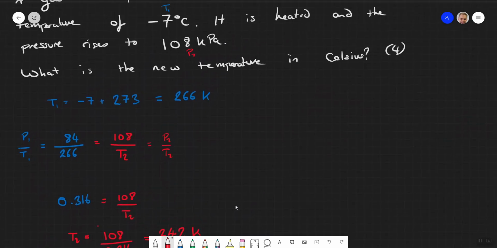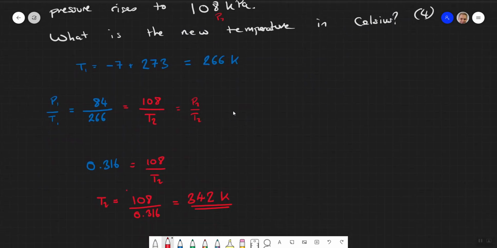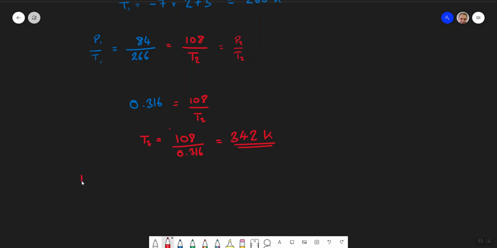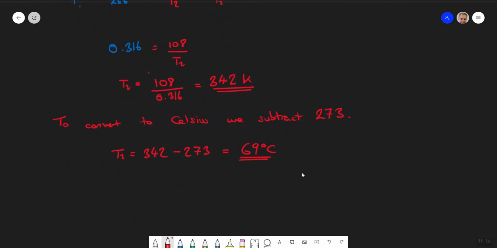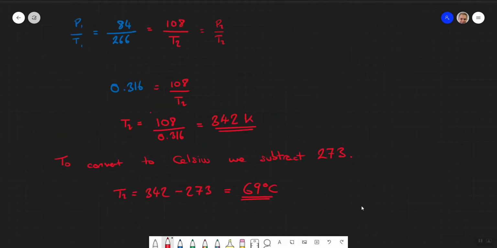So we've got a temperature. Have we answered the question? No, because it wants us to give it in Celsius. So to convert to Celsius, we subtract 273 from our answer, 342 minus 273, and we've got 69 degrees C. So T2 is equal to 342 minus 273, 69 degrees Celsius. And that is the answer that we get, 69 degrees Celsius.